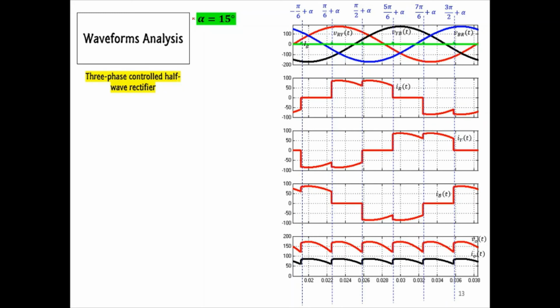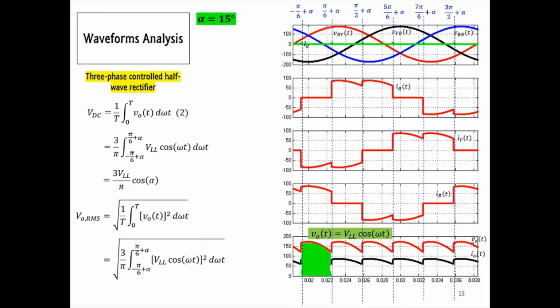Based on the output voltage waveform, we can derive the average and RMS output voltages as follows. For your information, these equations are valid for firing angles within this range only.